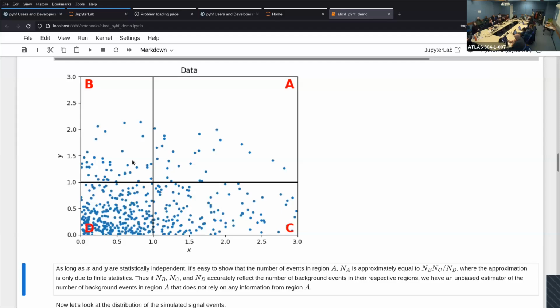the number of events observed in B, C, and D accurately reflect the background, in other words, if these are just background events in B, C, and D and signals only in A, then this formula gives you an unbiased estimator for the number of background events in A. That doesn't rely on looking at region A, so you can keep region A blinded.